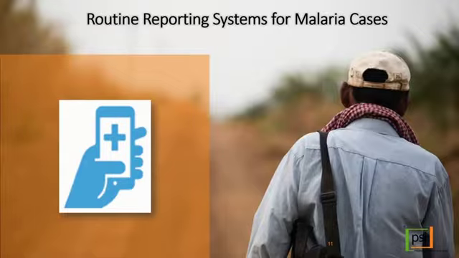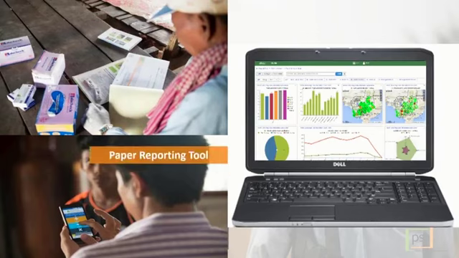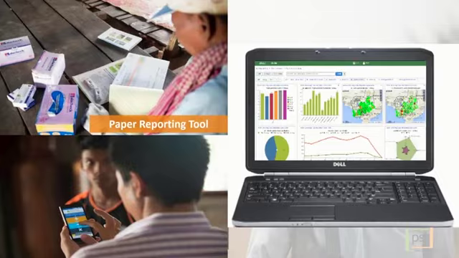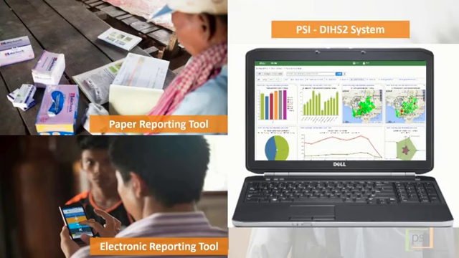We then went about setting up a system of making sure that they were reporting. The first is through paper-based reporting, filling out the forms. Then we introduced electronic reporting in about 2016 using the malaria case surveillance application. And that all goes into the PSI-supported DHIS2 system, where data can be visualized and acted upon.